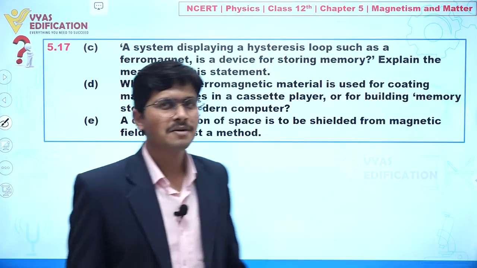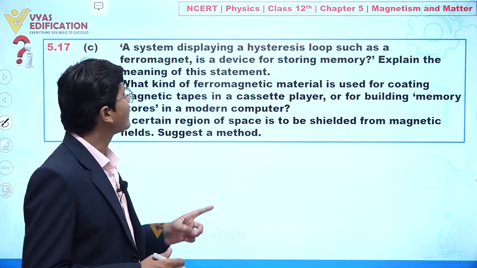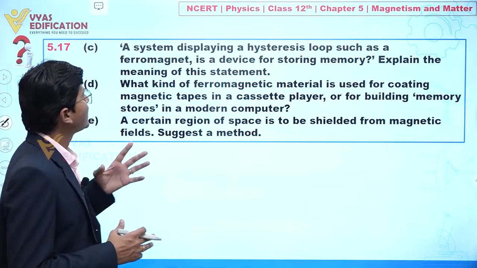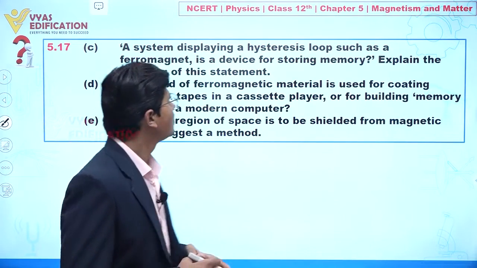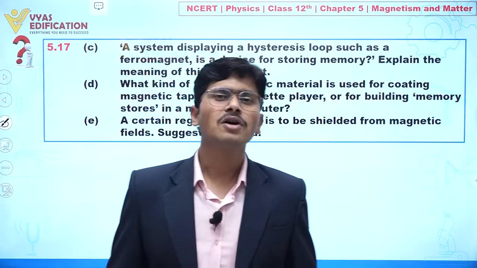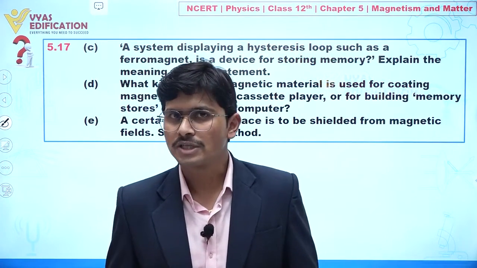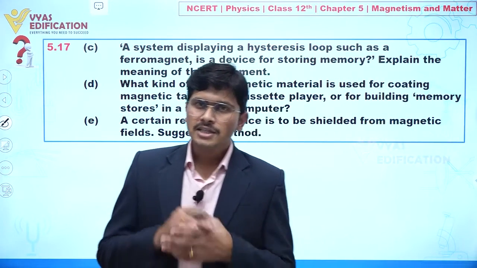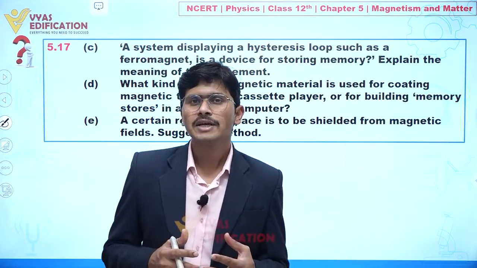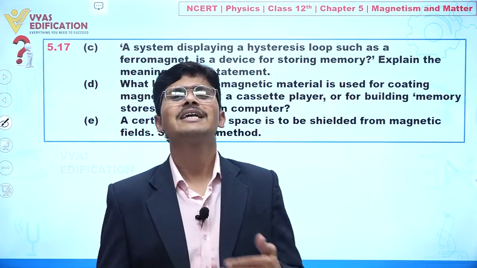Now we are going to discuss part number C, and in part number C it is given that a system displaying a hysteresis loop, such as a ferromagnet, is a device for storing memory. Clear? So explain the meaning of this statement. Now listen carefully. Generally, if we talk about the BH curve, we can understand it by applying some magnetizing field to a ferromagnetic substance, clear? But does its magnetic field depend only on one factor? No. Actually it also depends on the number of times this cycle is repeated, clear?